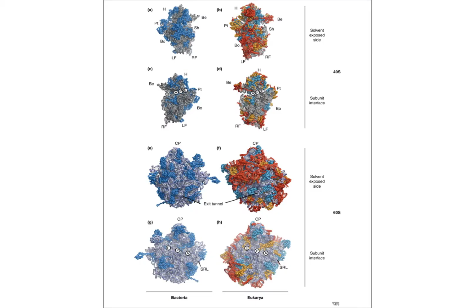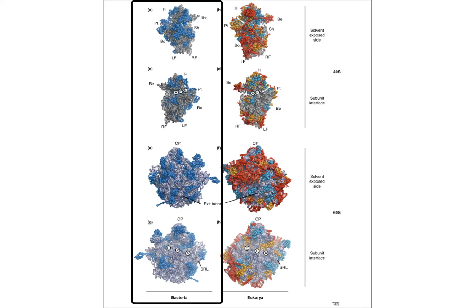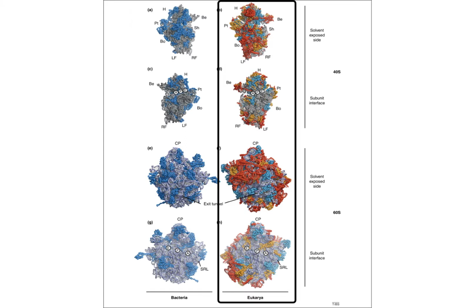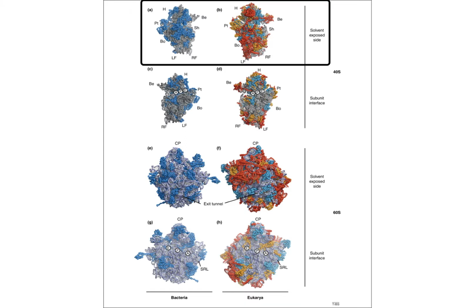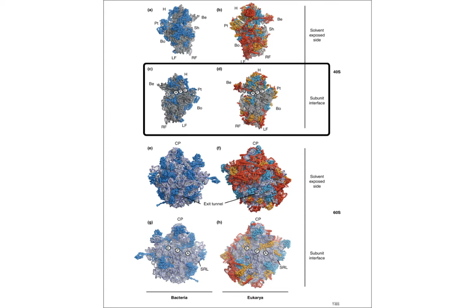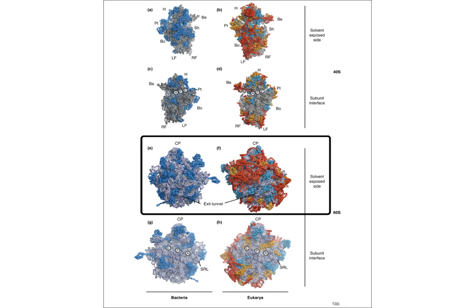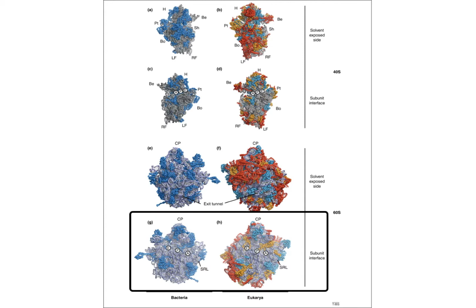Here are a couple of other views of those for bacteria on the left and eukaryotes on the right side. And if you look up here, here's the small ribosomal subunit from the top, and then from the inside, and you can see the A, P, and E sites, and the large subunit down here from essentially the bottom, if you look at it that way, and then the inside, the A, P, and E sites there.